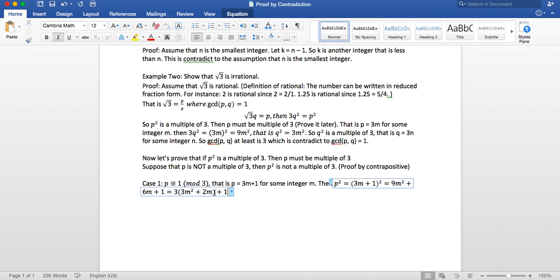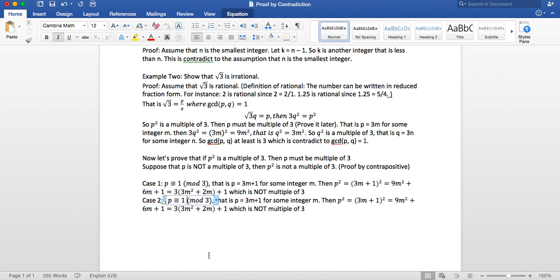Now notice the first portion is 3 times an integer. That means a multiple of 3. Multiple of 3 plus 1 is not a multiple of 3, right? Which is not a multiple of 3. Okay, case 2. I just copy and paste this, then I just change accordingly. Case 2, which is p divided by 3, the remainder is 2.